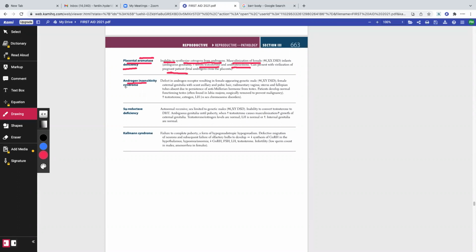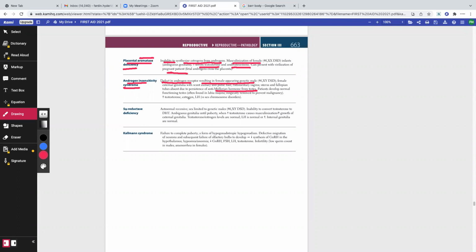Next one is androgen insensitivity syndrome. We have talked about this. This is a defect in the androgen receptor resulting in female-appearing genetic males. So there's female external genitalia with scant pubic hair and a rudimentary vagina. And there's complete absence of the Mullerian structures due to the presence of anti-Mullerian hormone from the testis, meaning that Mullerian inhibiting factor is being secreted from the testis. So that's that. Since Mullerian inhibiting factor is being produced here, what happens is that we have the development of the female external genitalia, as simple as that.